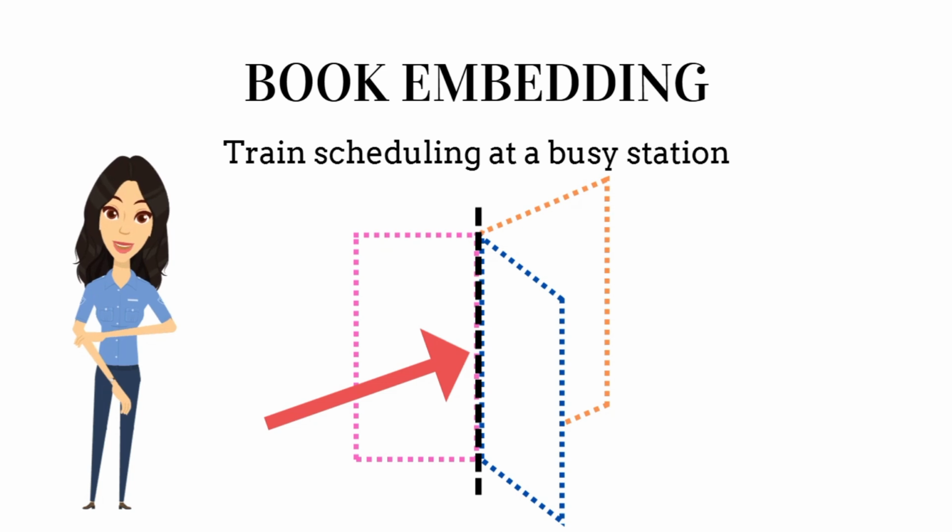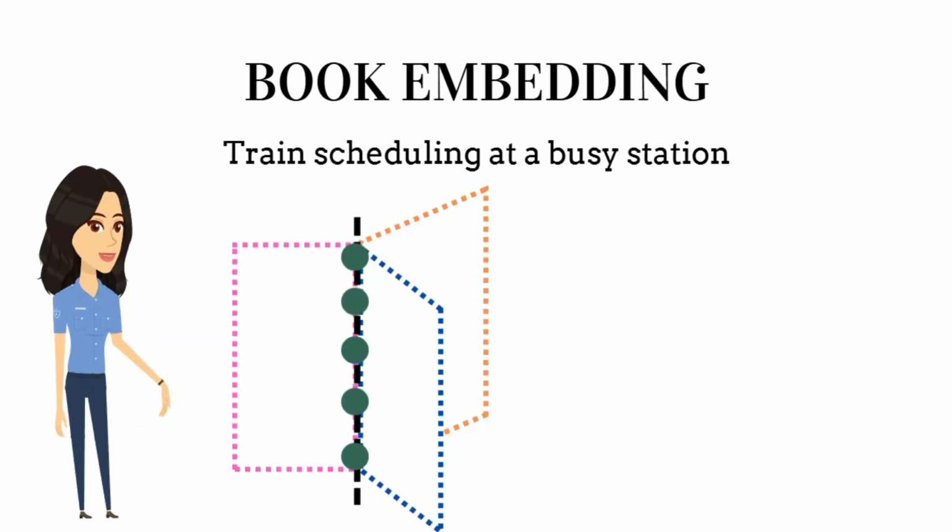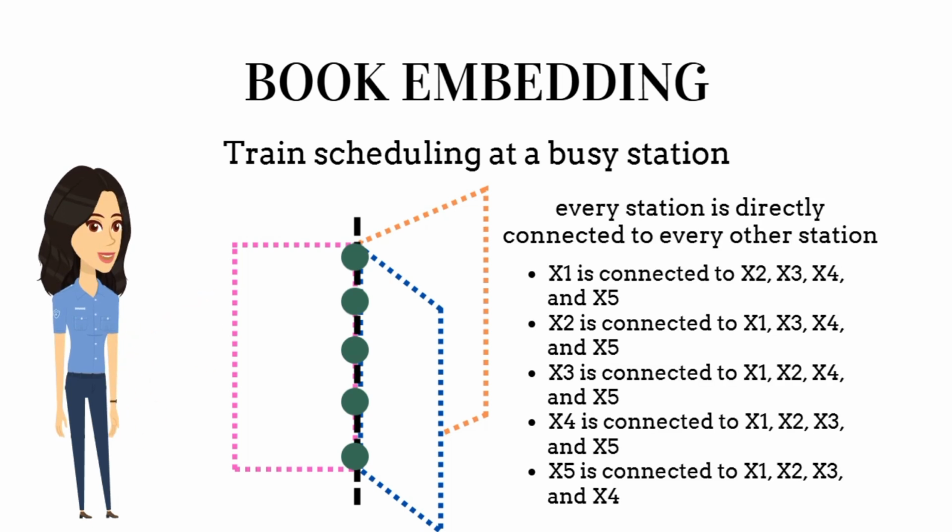This represents the spine of our book. Now, we place our 5 stations along this spine, like this: X1, X2, X3, X4, and X5. This step ensures that all train routes will originate from or pass through this central reference. Step 2. Connecting every station to form the K5 graph. Since this is a complete graph K5, every station is directly connected to every other station. That means each city has a direct train route to the 4 other cities.